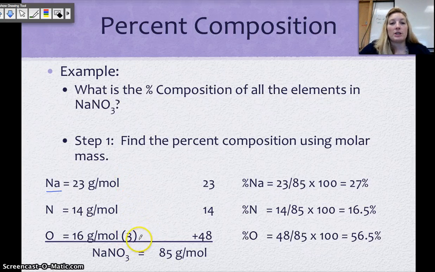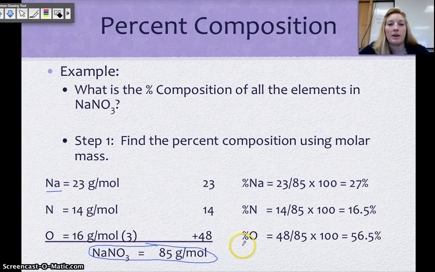So we look up each of these molar masses, and we add them up so that we know what the total molar mass is for that compound. Then we can find the percent composition of each of these elements within this compound just by dividing. Again, we take our part that we're looking at divided by the whole thing. So part for Na would be 23 divided by 85 times 100. So 27% of this compound by mass is sodium.